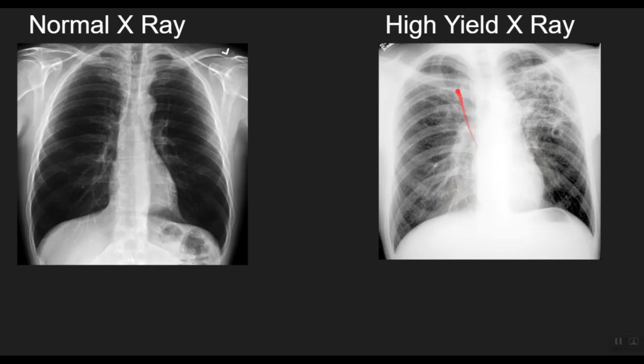Another thing that you can notice here are small linear opacities that represent fibrous scars in the lung. Can you guess what the pathology is? I hope you're thinking about pulmonary TB.